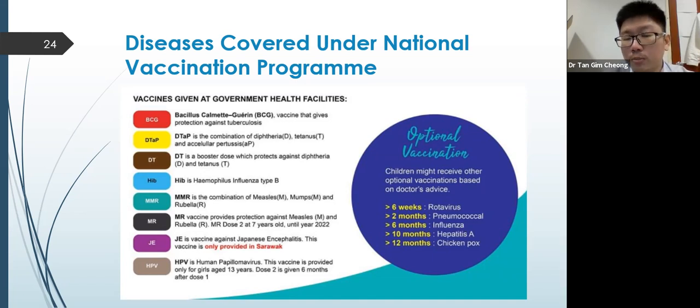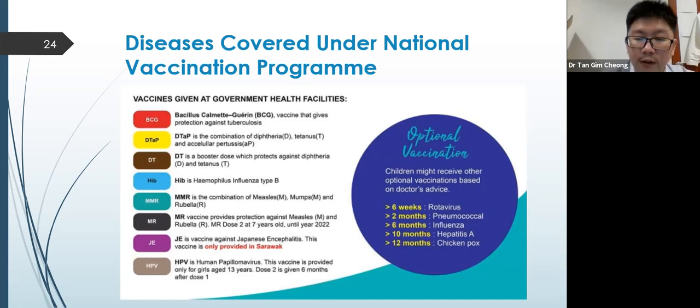Pneumococcal is the recent one that the government added. It can be given 2 times or 3 times, depending on the brand and the dosage. One dose of this vaccine costs roughly 180 to 250 ringgit, and the government is actually giving it for free.